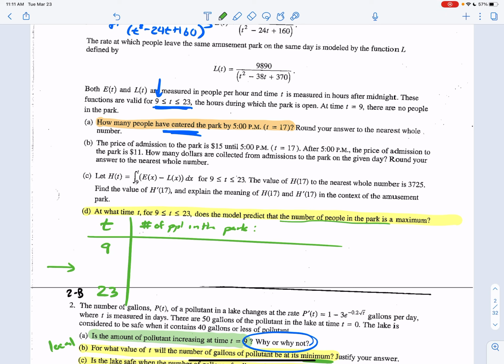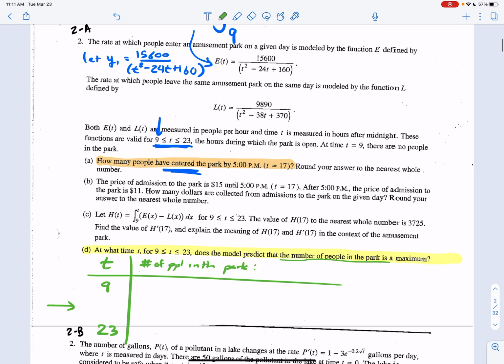Now, this part should have been done in the previous parts of the problem, but let's talk about it now. If you want to talk about the number of people in the park, okay, do you have to consider the start, the in, and the out? Think about that there. If you want to know at a certain time how many people are in the park, what do you have to consider? Press play when you're ready, okay?